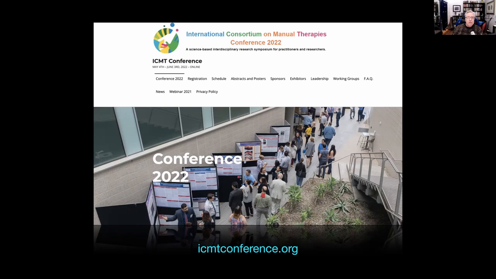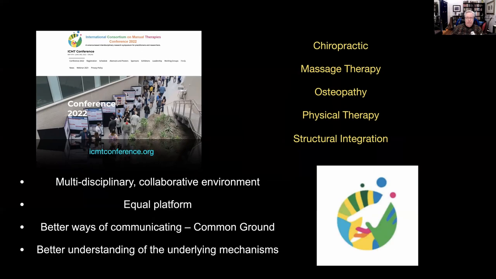We'll find out more about that later. And we have invited working groups in the five professions that you see there in gold. You're going to see a lot of black and gold in this presentation. I'm from Pittsburgh. And we have given everybody in the working groups from these professions equal platform to express what they know, equal platform to be challenged in the best ways possible to explain what they mean in order to find common ground, in order for all of us to understand how the underlying mechanism behind what we do works.